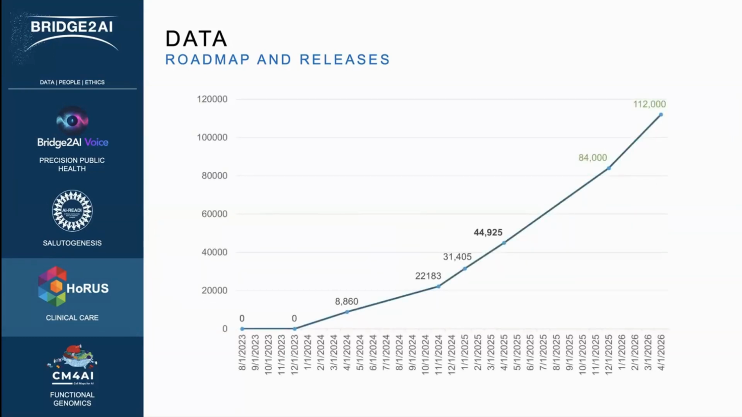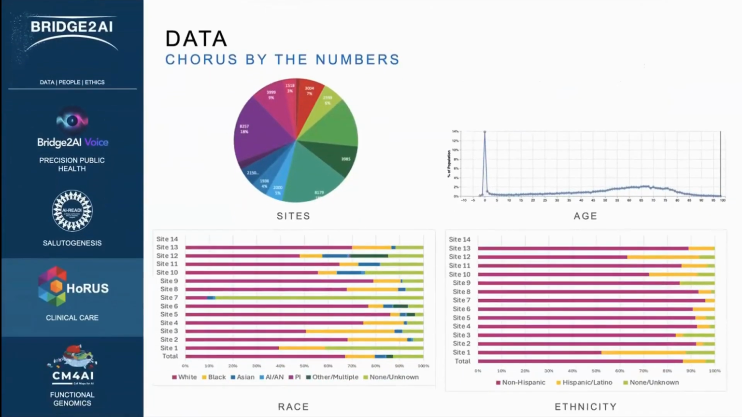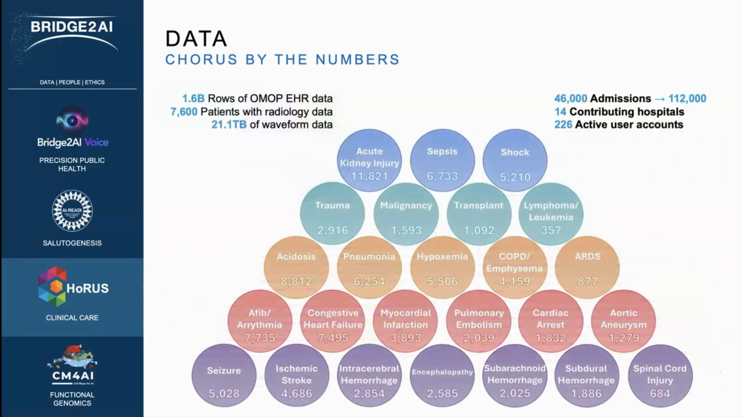And this is our accrual rate. We're at the middle in black, where we have about 45,900 admissions, and we're working on building the data quality of that. The sites at the top left are pretty well represented. On the top right, you'll see a spike because we have pediatric hospitals that collect neonatal data, which cluster on the beginning of life. And then we have a comprehensive range of racial and ethnic backgrounds among our patients.